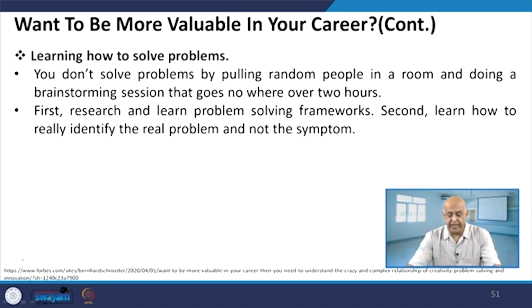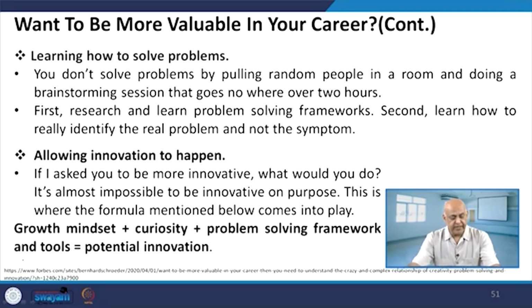You do not solve problems by pulling random people into a room and doing a brainstorming session that goes nowhere over 2 hours. First, research and learn problem solving frameworks. Second, learn how to really identify the real problem and not the symptoms. So, it becomes very important that you collect the people who are highly concerned and have expertise, and when they work on the detailing of that particular problem, they make the framework to solve it. That research and the framework to solve that particular problem, that learning is very important. Second, learn how to really identify the real problem and not the symptom, which I have talked about earlier also.